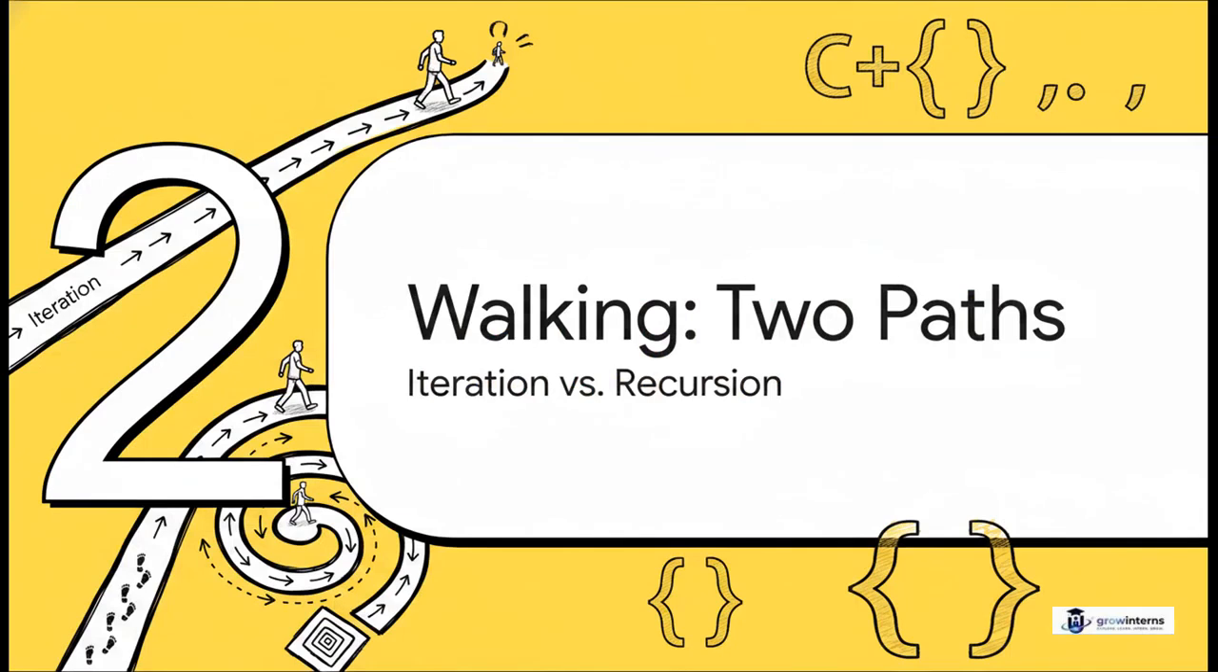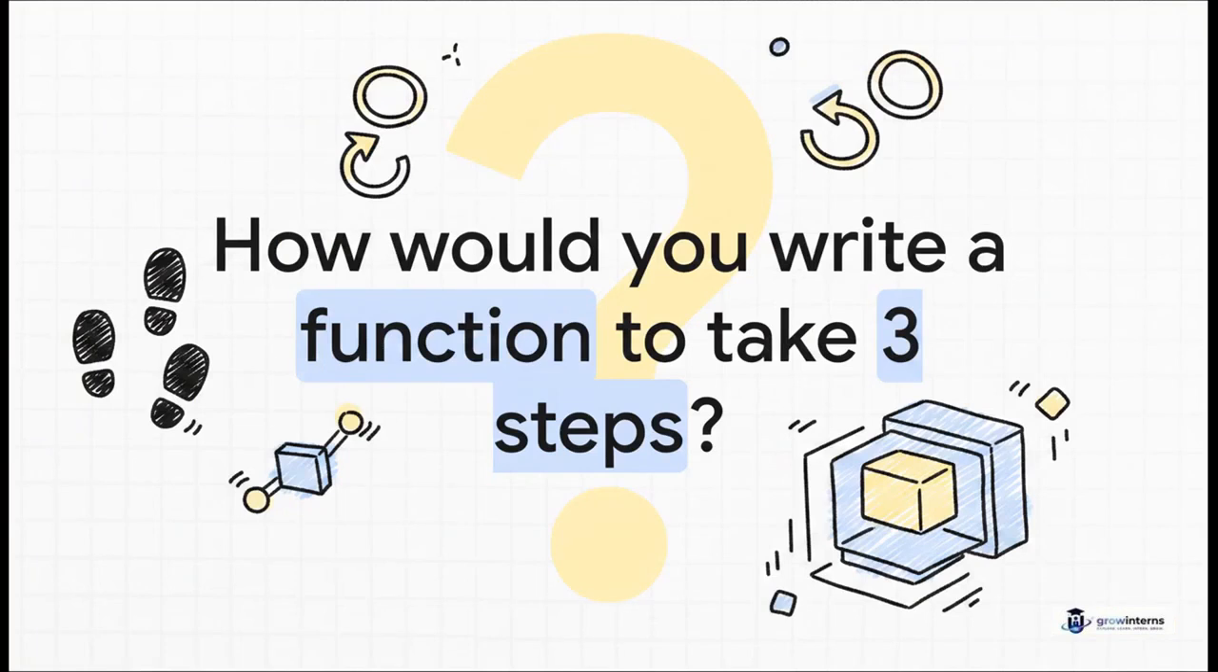Okay, so that's the theory. To make this whole thing feel a bit more real, let's look at a super simple task, taking a walk, and see how we'd code it two completely different ways. So here's the challenge. Let's say you need to write a function that just takes 3 steps. Simple, right? How would you do it with the programming tools you already have?